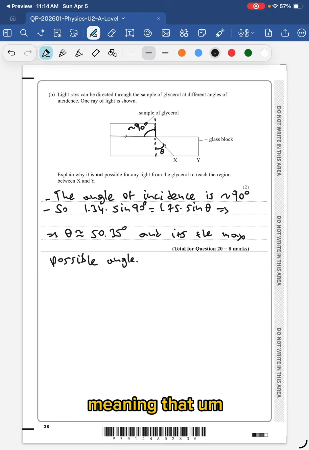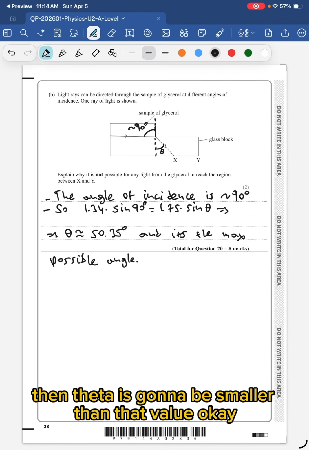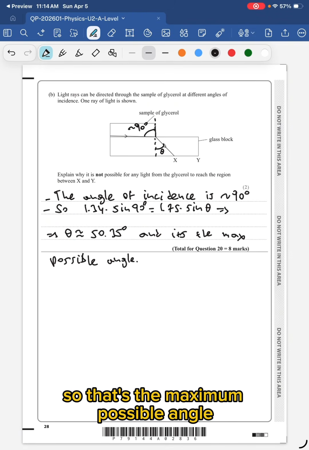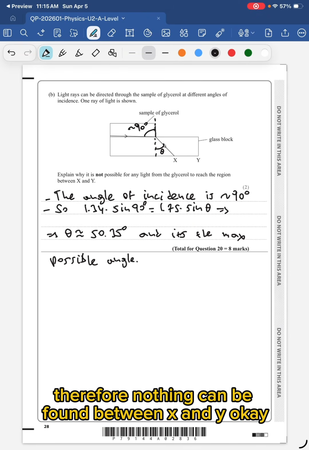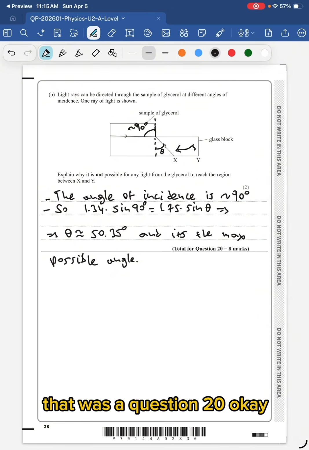Meaning that if the angle of incidence is, say, 88 degrees, then theta is going to be smaller than that value. Okay, so that's the maximum possible angle. Therefore, nothing can be found between X and Y. Okay, that was question 20.